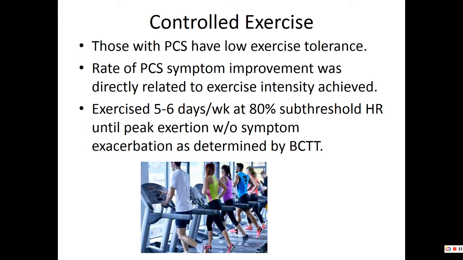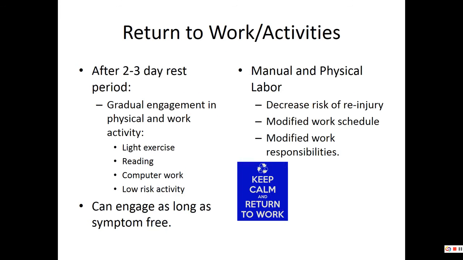So, exercising 5 to 6 days a week at 80% of the subsymptom threshold. Again, what Josiah was talking about with monitoring heart rate: giving them a protocol of, here's what I want you to do for exercise, and here's where I want you to be training in that heart rate zone. Return to work activities: 2 to 3 days rest period, we talked about that, and gradual engagement in physical and work activity. So again, outside of work is that light exercise, reading for shorter periods of time, computer work.